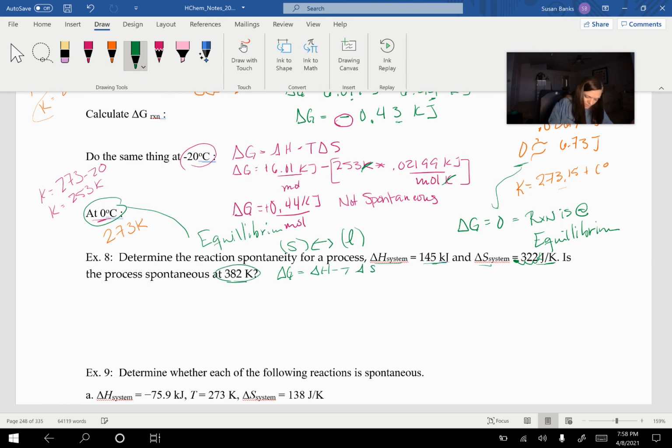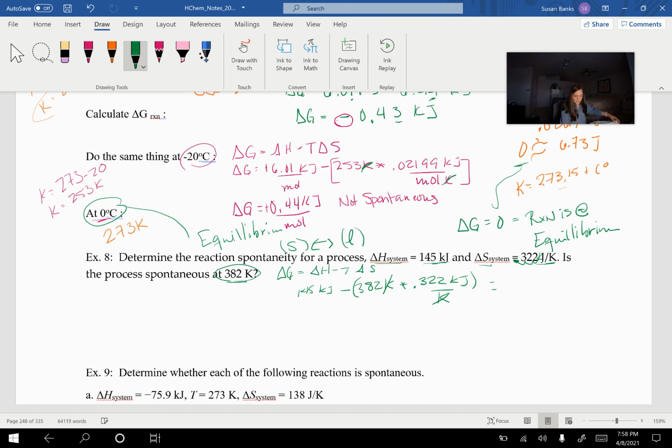And notice our temperature is already given in Kelvin. So that makes things a little bit easier, doesn't it? Okay, so let's plug in our numbers. So we have our delta H of 145 kilojoules minus our temperature of 382 Kelvin, and we have our delta S of 0.322 kilojoules per Kelvin. Notice the Kelvin drops away again.